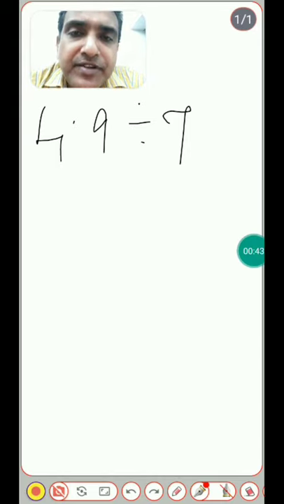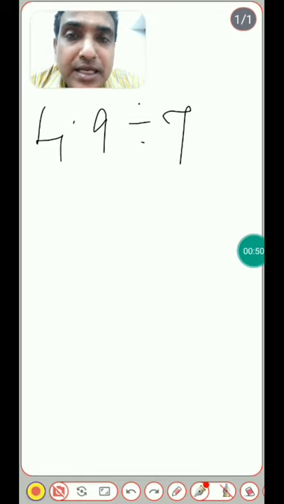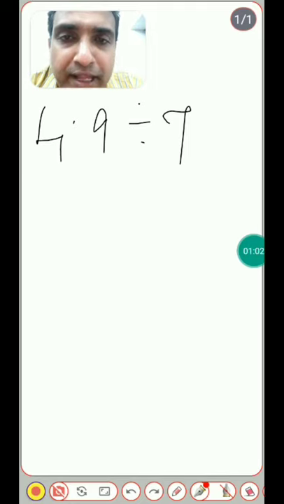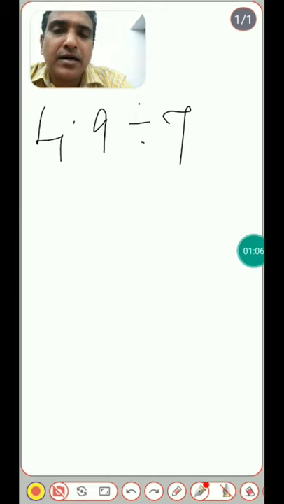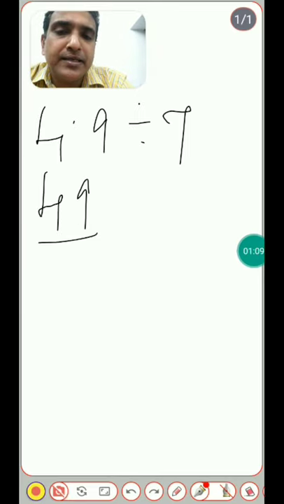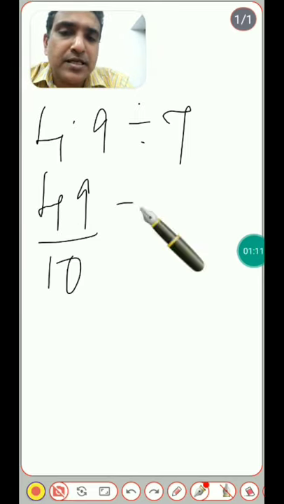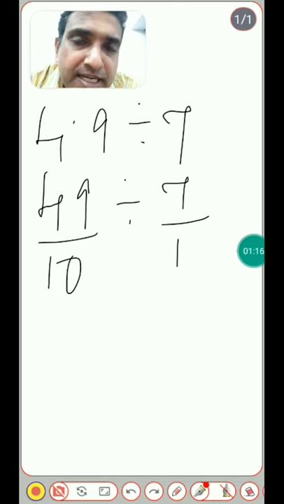See, 4.9 divided by 7. This can be done using the usual division method. But here we are discussing another method. First of all, you have to write down the fraction form of 4.9. What is that fraction form of 4.9? That is 49 by 10, because 1 decimal place. Divided by 7. 7 means what? 7 by 1. So it's a division of fractions.